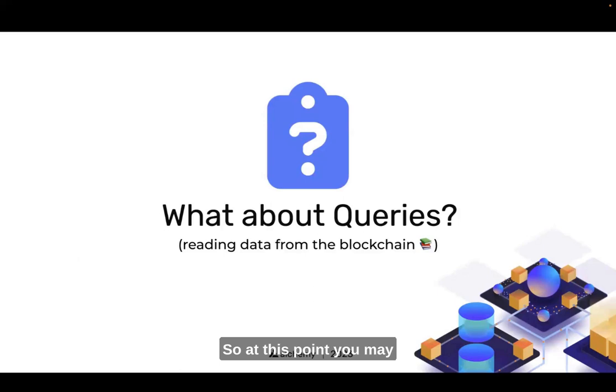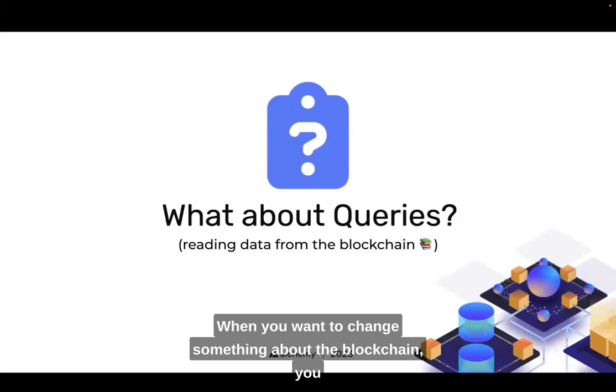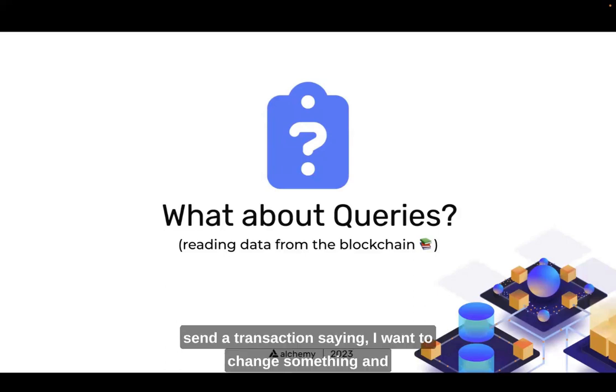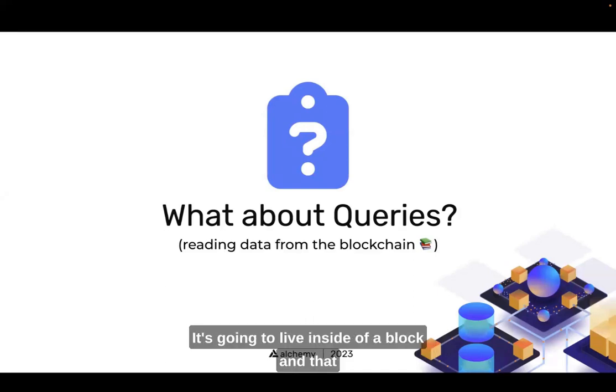Okay, so at this point, you may be wondering, what about queries? So we talked about transactions, which are state-changing things, state-changing messages. When you want to change something about the blockchain, you send a transaction saying, I want to change something, and that is going to cost you a certain amount of gas to be able to make that change. It's going to live inside of a block, and that block is going to get executed, and it's going to cost somebody some gas for all those different transactions.